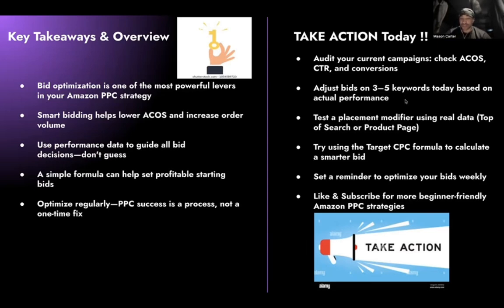Try using the target CPC formula to calculate smarter bids when you're in that profitability range, when you're pushing more for profit. Use that formula to help guide you. Set a reminder to optimize your bids weekly. Now, this kind of depends on how much you're spending on PPC. So just take that with a grain of salt. It could be whatever, you know. Weekly is an okay thing to say for most people, right?